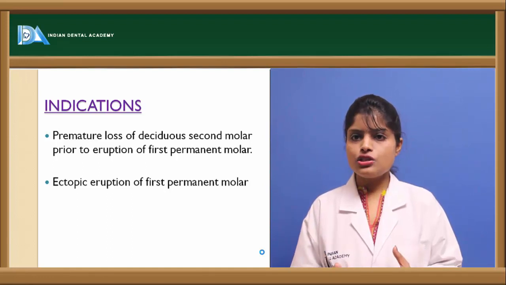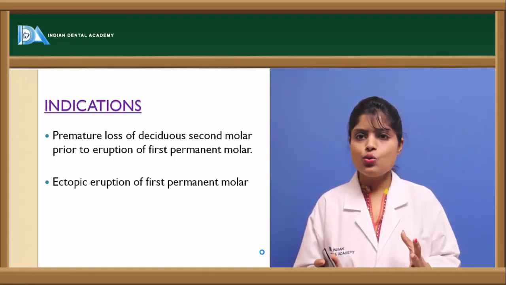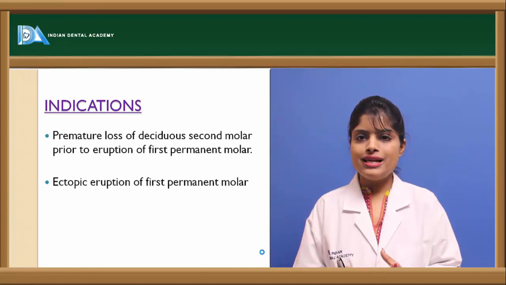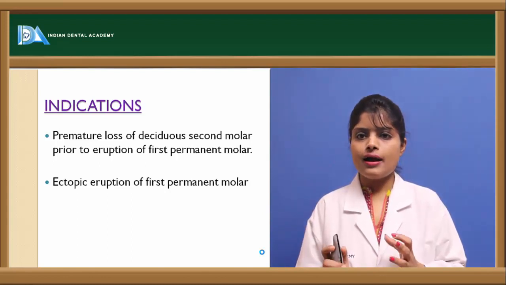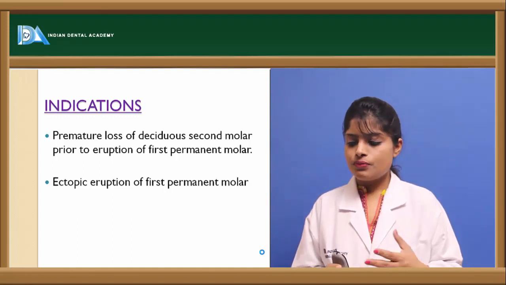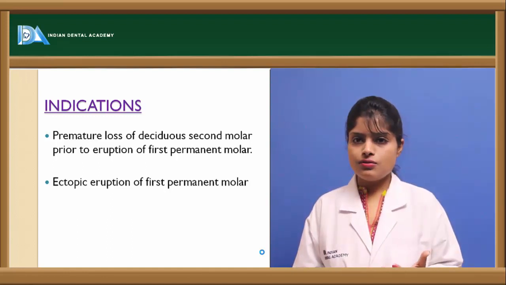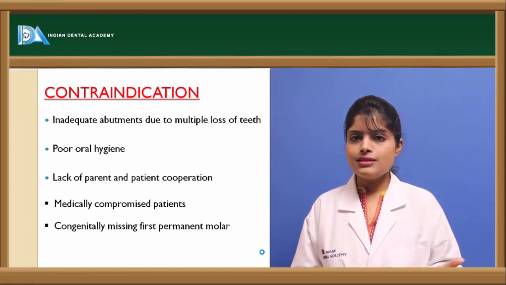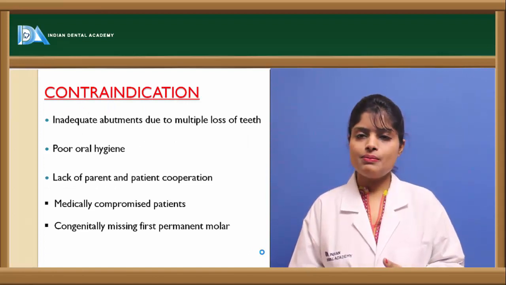This type of distal shoe appliance is also known as Willett's appliance or Willett's distal shoe because the construction of the appliance was given by Willett. The indications we have already discussed. Now there are certain contraindications for this appliance.